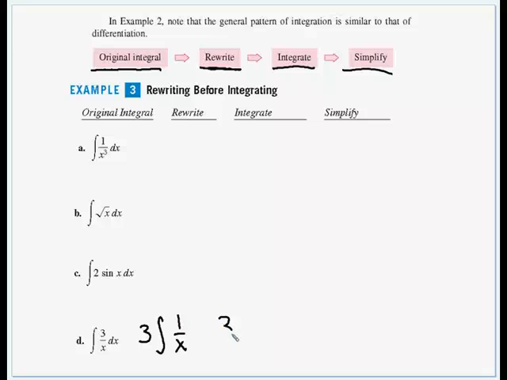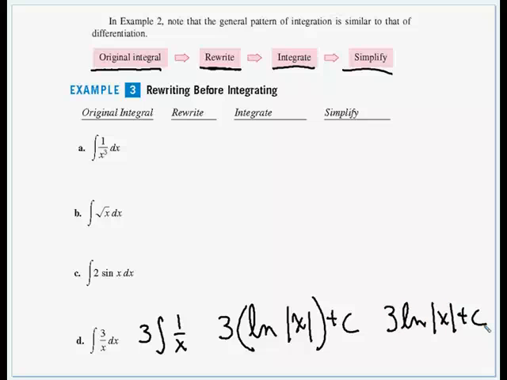So we're going to have 3 times. We derived the ln of x to get 1 over x. So when we antiderive 1 over x, we're going to get the ln of the absolute value of x plus c. And then we can just sort of distribute that through there, and we'll get our 3 ln of the absolute value of x plus c.